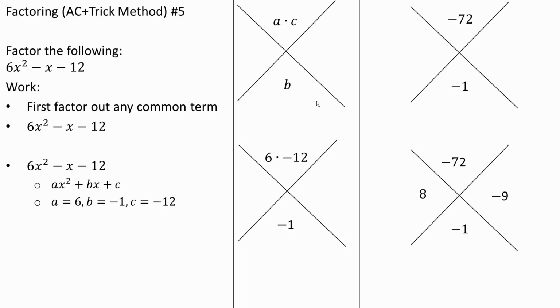We draw an x. On the top, it's a times c, and on the bottom, it's b. So a times c, so 6 times negative 12, would give us negative 72. And the b is negative 1. So we need to think what two numbers multiply to give us negative 72, but add to give us negative 1. And that's going to be 8 and negative 9, because 8 times negative 9 is negative 72. And 8 minus 9 is negative 1.